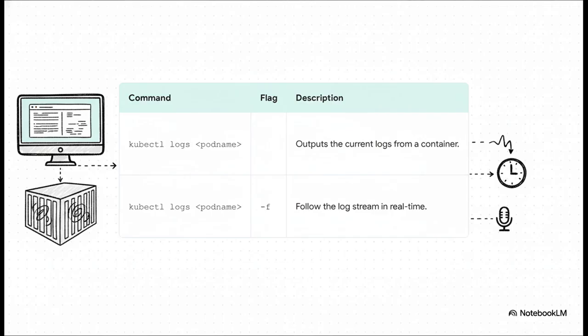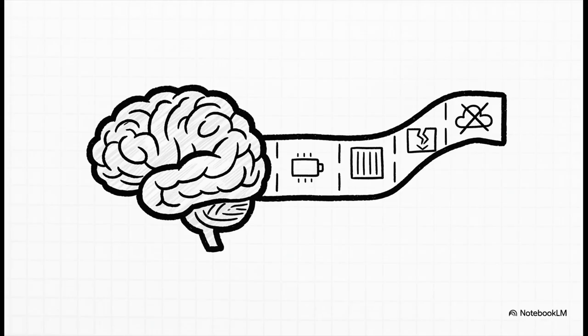kubectl logs lets you peek inside a running container and see exactly what it's printing out. And if you add the -f flag, you can follow the logs in real time, which is absolutely essential for debugging issues as they happen. You know, sometimes the problem isn't your application at all, it's the cluster itself.